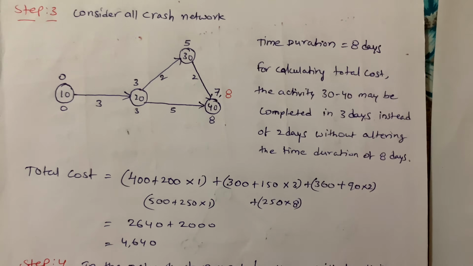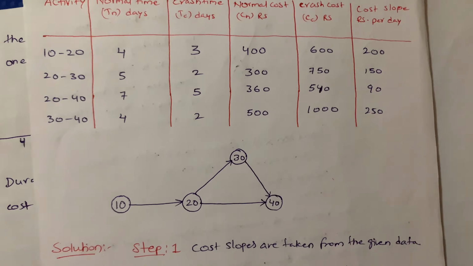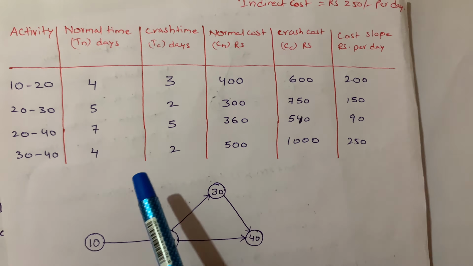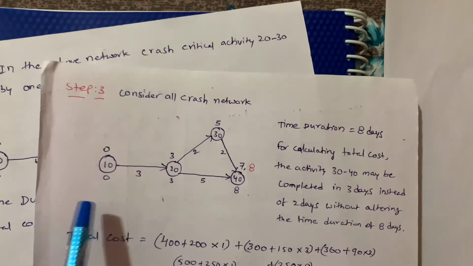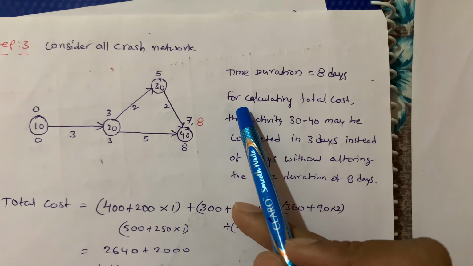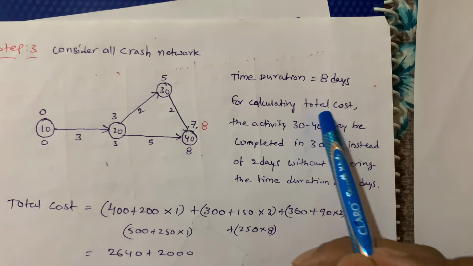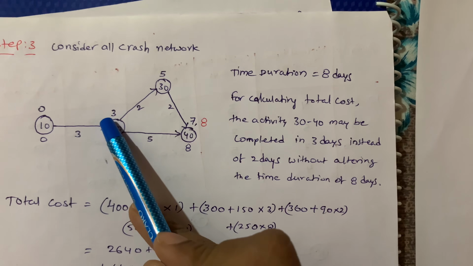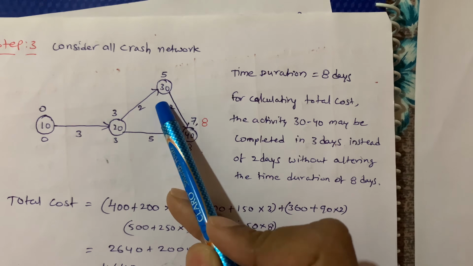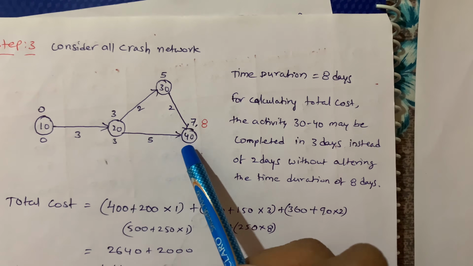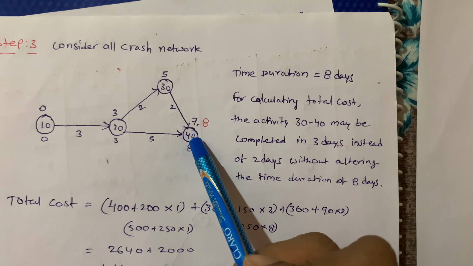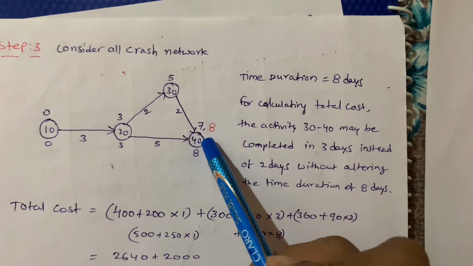But here for 30 to 40 they gave 2 days. So here I am altering. See here, for calculating total cost, that is nothing but 0 plus 3 is 3, 3 plus 2 is 5, 5 plus 2 is 7. Next 0 plus 3 is 3, 3 plus 5 is 8. So here in the junction part we are considering the maximum value.